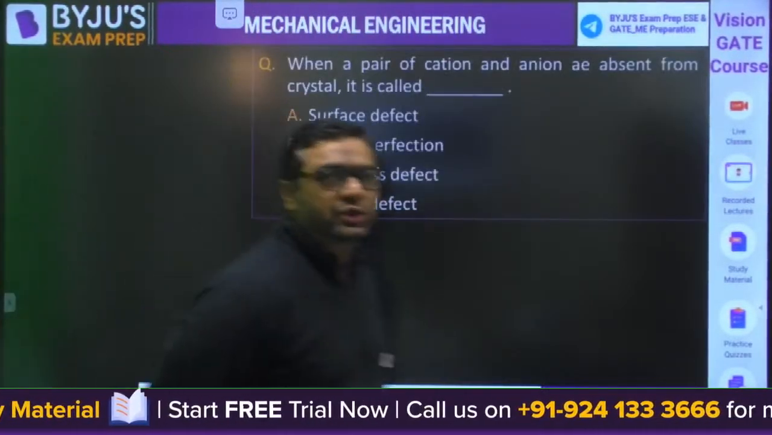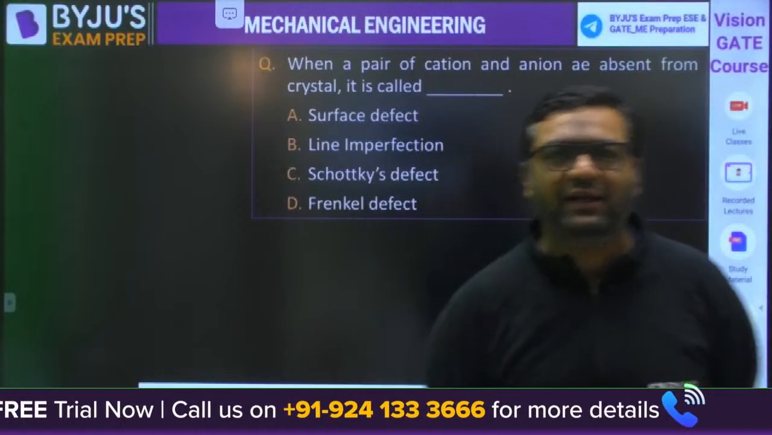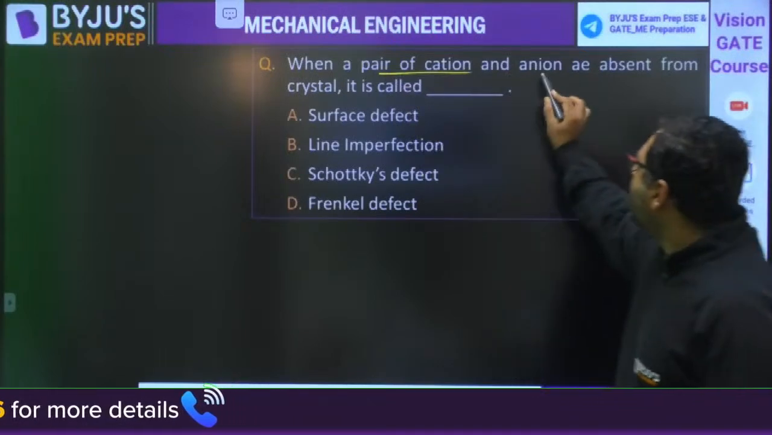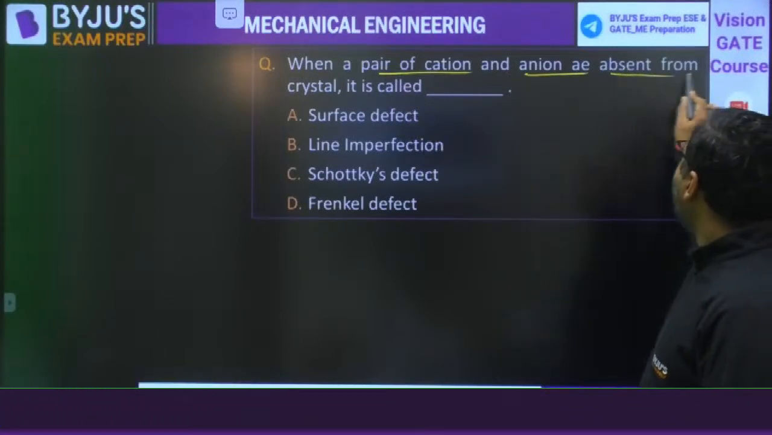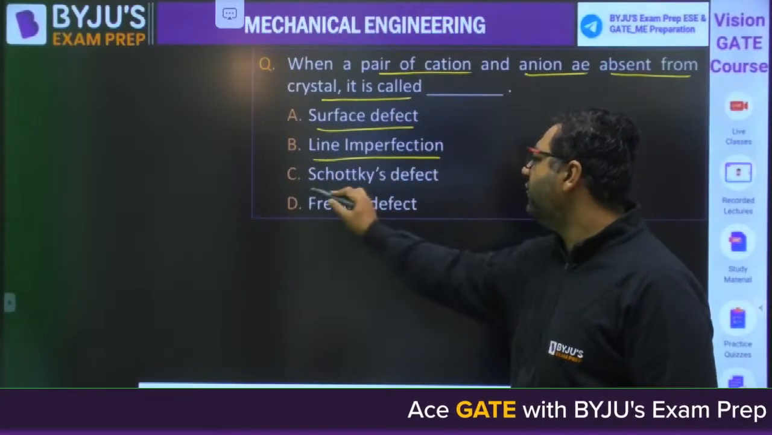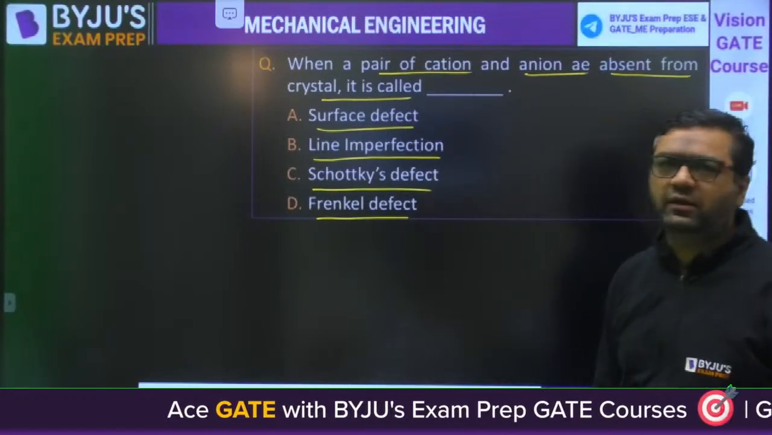Moving to the second question. This is from material science, the defects. When a pair of cation and anion is absent from the crystal, it is called a surface defect, line imperfection, Schottky defect or Frenkel defect.